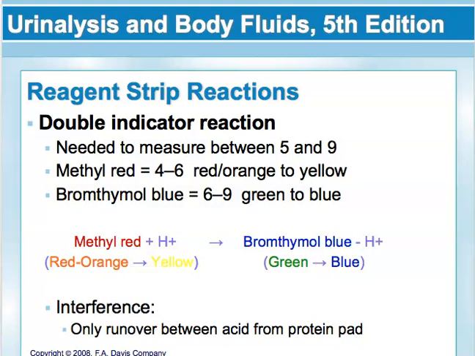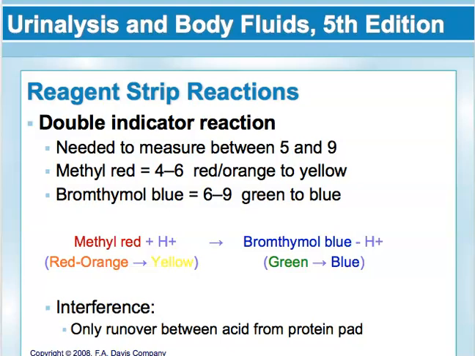Okay, the reagent strip reaction, or what's actually going on on that reagent strip. So the two major brands of reagent test strips, which again were ChemStrip and Multisticks, measure urine pH in 0.5 or 1 unit increments between a pH of 5 and 9. Both manufacturers use what is referred to as a double indicator system of methyl red and bromthymol blue.